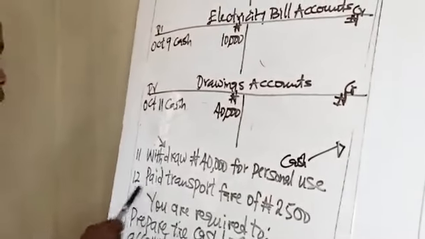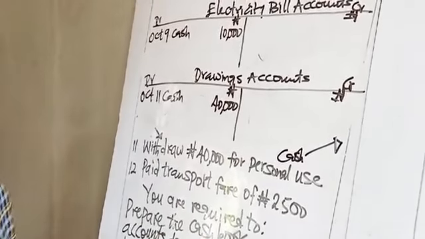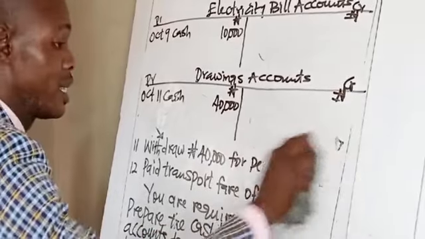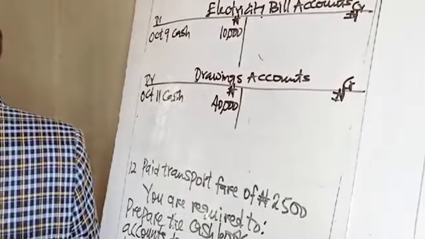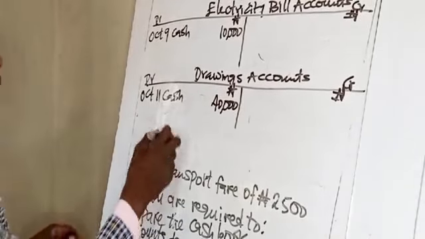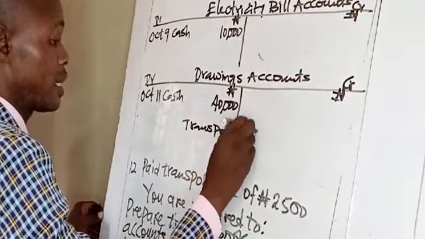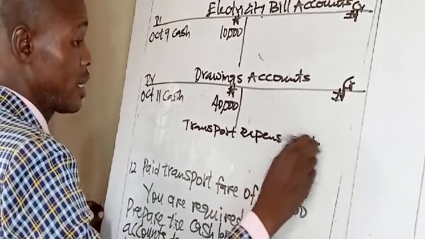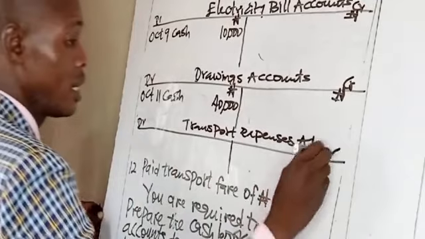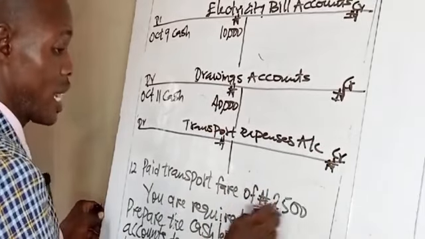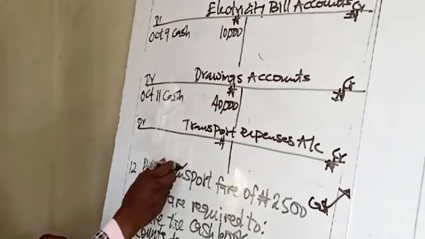Back to the question. On the 12th of October, paid transport fare of 2,500. You pay transport fare. So cash is going out of the business. So we are going to credit the cash account and we debit the transport expenses account. Debit transport. You credit cash. Since cash is going out, you are going to credit cash account. You debit the transport account.